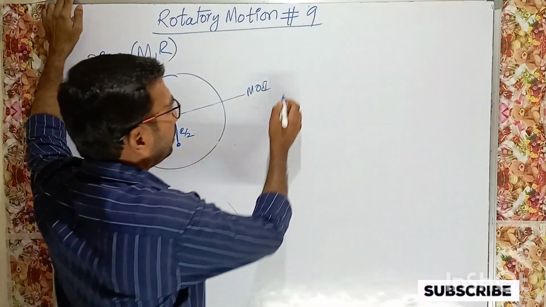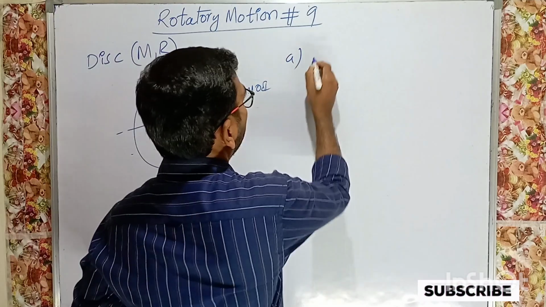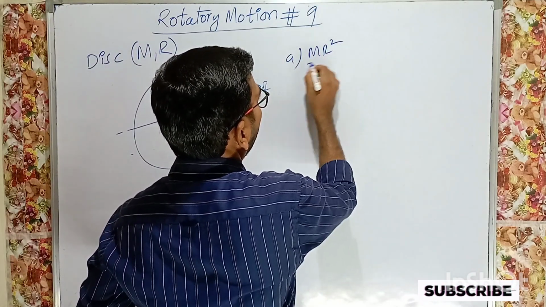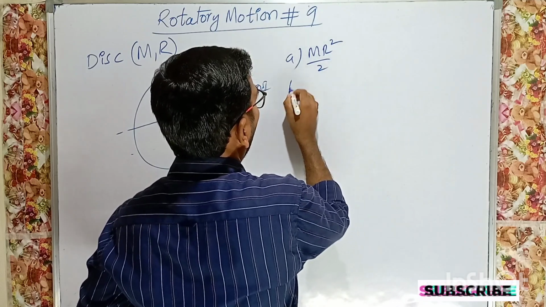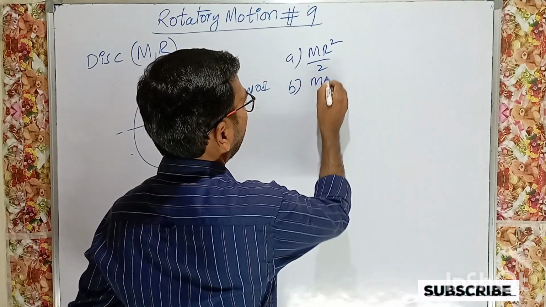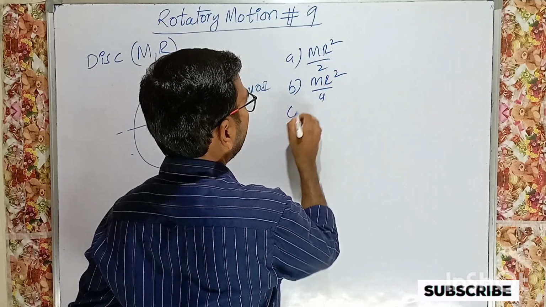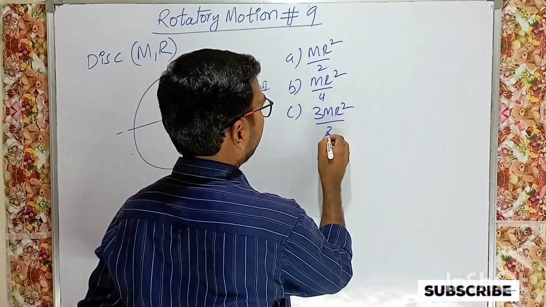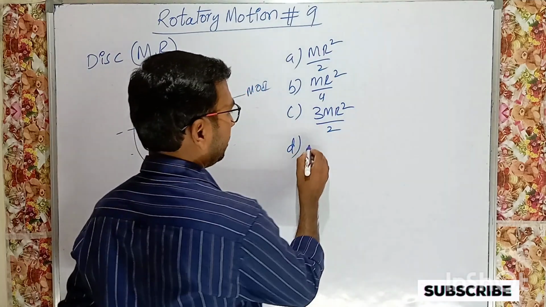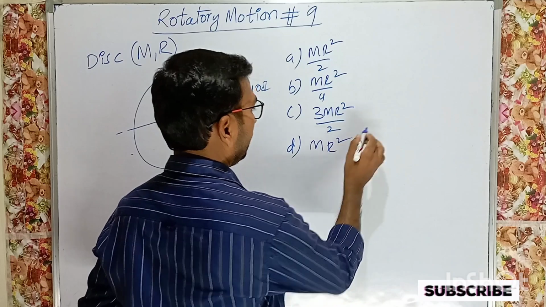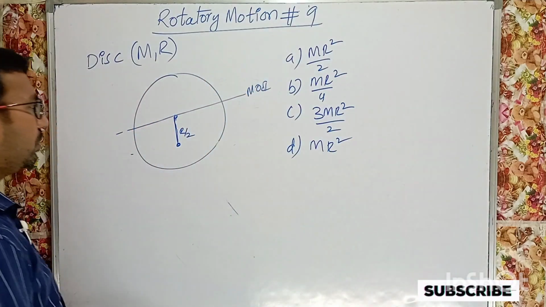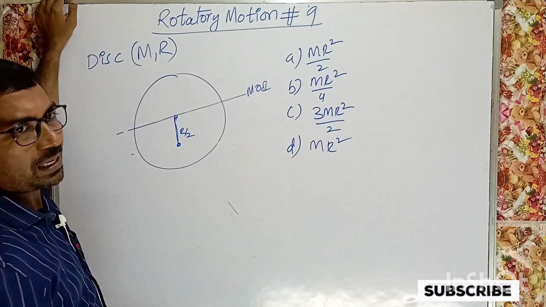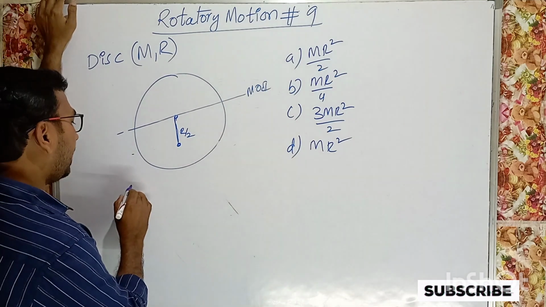Option A, mr square by 2. Option B, mr square by 4. Option C, 3mr square by 2. Option D, mr square. You can find this using the parallel axis theorem. What is the parallel axis theorem?